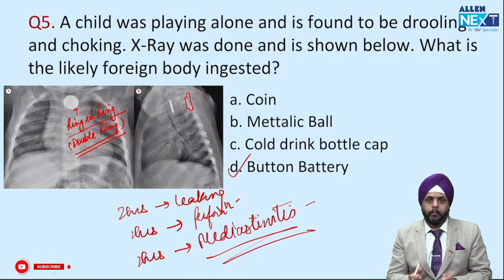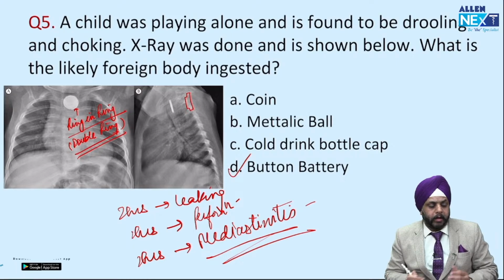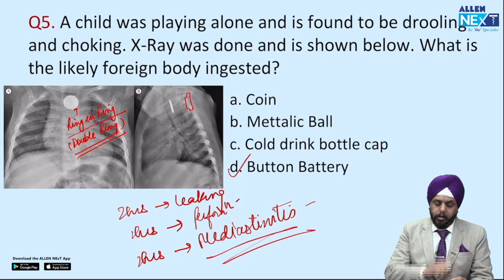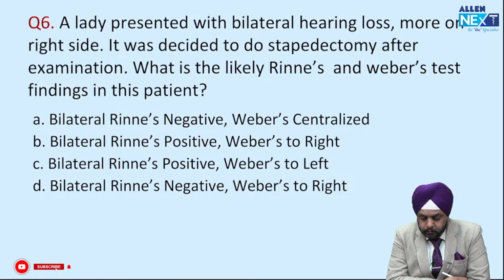But in case of a foreign body which is a button battery, we say no. In 6 hours, a lot of things will happen and things will go out of control. So we have to take it out immediately. Right, friends? Okay, next question.